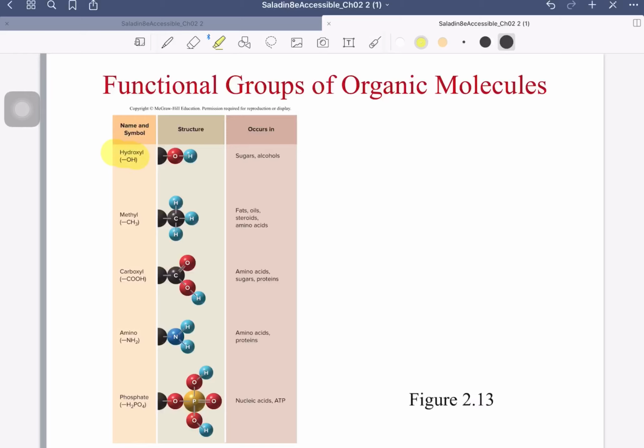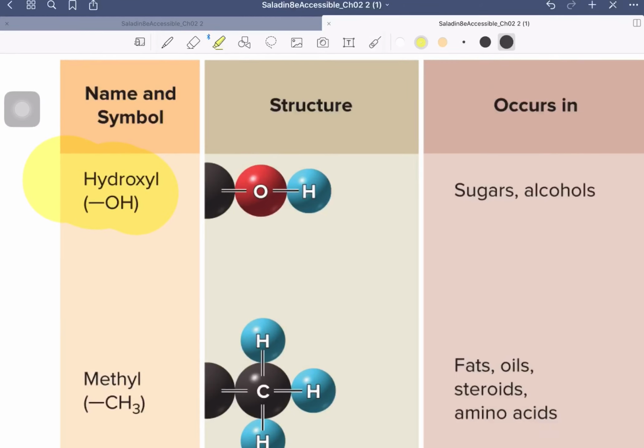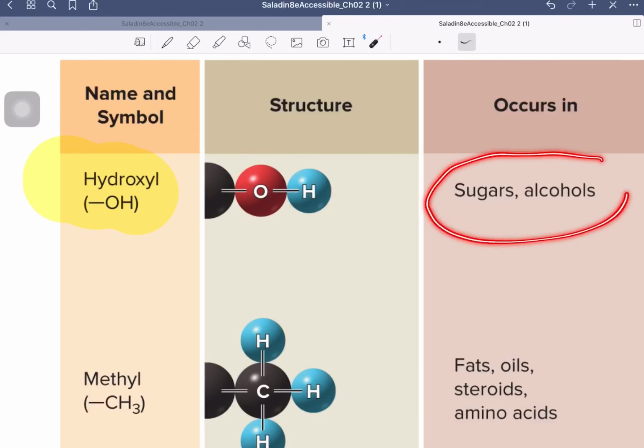First one we're going to look at is the hydroxyl, and let's zoom in on this. So when we talk about hydroxyl, we're talking about an OH. This is like a little plug-in of OH, and you can see the structure right there. Typically it occurs in sugars and alcohols. They tend to have a lot of this OH.